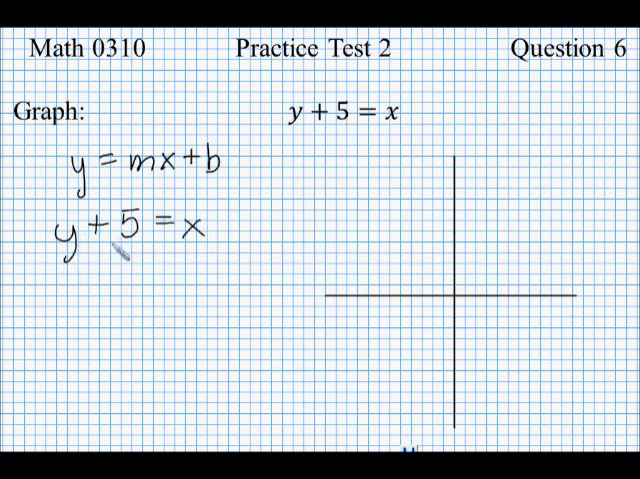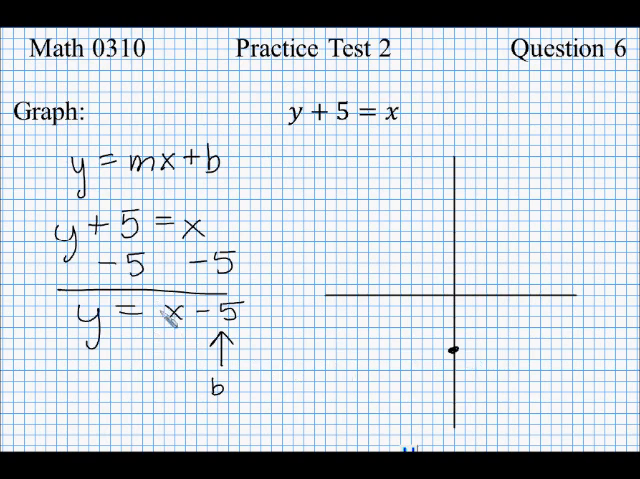To solve for y, to get rid of this add 5, we could just simply subtract 5 from both sides. And so we get y equals x minus 5. Alright, so we're in the slope-intercept form. We can see here this is going to be our intercept, negative 5. So on the y-axis we go down 5. That's going to be our y-intercept there.